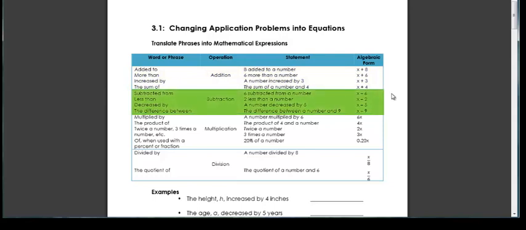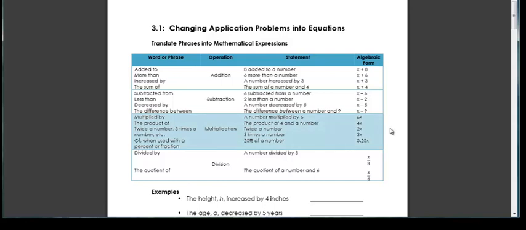If you look at the second section of this table, you're going to see that all of these have to deal with subtraction. Those are words or phrases like subtracted from, less than, decreased by, or the difference between. If you're reading a word problem and you hit one of those phrases, that means you're going to be doing subtraction. There's a couple of example statements: 6 subtracted from a number, 2 less than a number decreased by 5, and the difference between a number and 9. And then there are the algebraic forms of all of those.